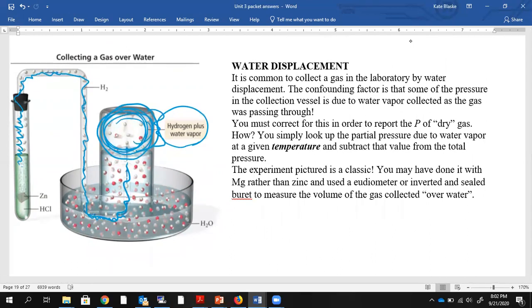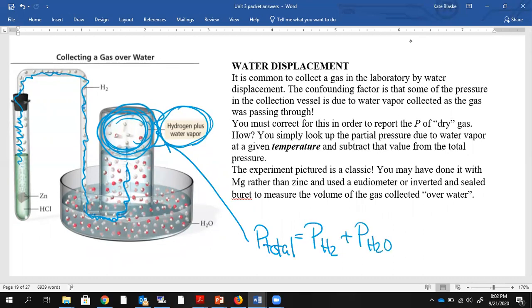And all you gotta do is subtract it away from the total pressure, because Dalton's law says that this mixture of hydrogen and water vapor equals the total pressure. So in this container, my total pressure is equal to the pressure of the hydrogen gas that I wanted to collect, plus the pressure of that water vapor that sort of came along for the ride.